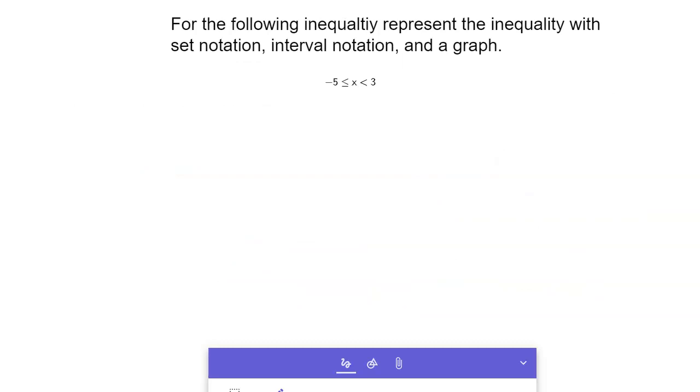So go ahead and see if you can do it. And again, I'm going to rewrite it because this is just kind of hard to see. And so it's negative 5 is less than or equal to x is less than 3. So see if you can make a graph for it, then put it in set notation, and then try your interval notation. So press pause because I'm just going to dive right in and do it. But press pause and try it first on your own.